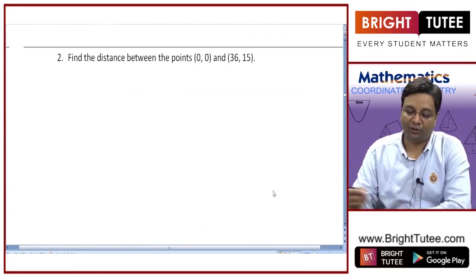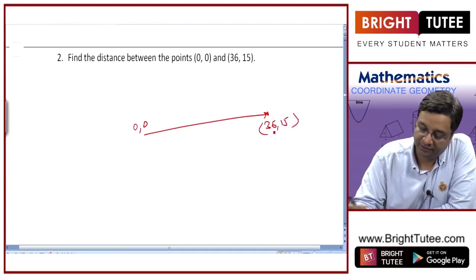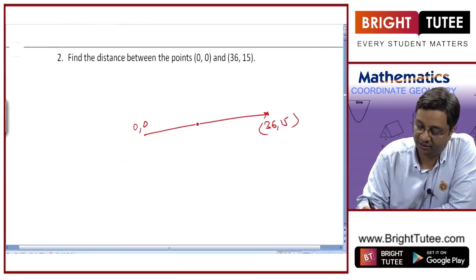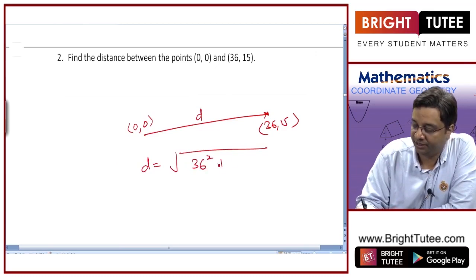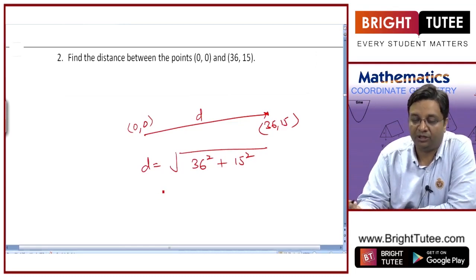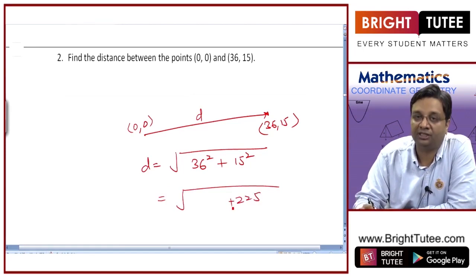Find the distance between points 0, 0 and 36, 15. Again, you know that distance from origin is nothing but, let's say this distance is D. So how much is D? D is nothing but the square root of 36 squared plus 15 squared, right? The calculation part you can do yourself, or let's calculate. 15 squared is 225. What is 36 squared?